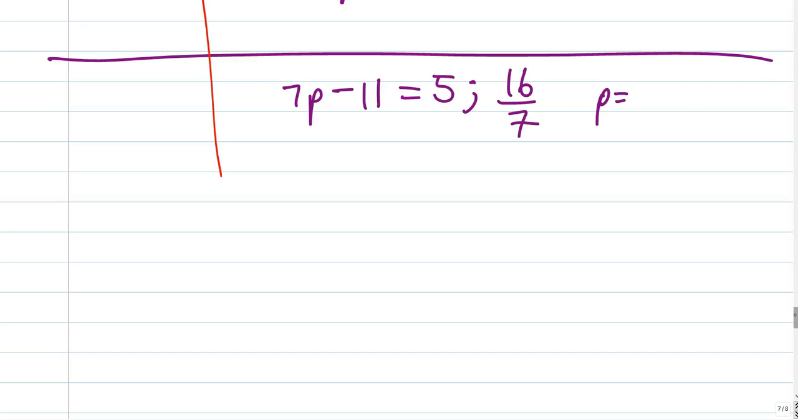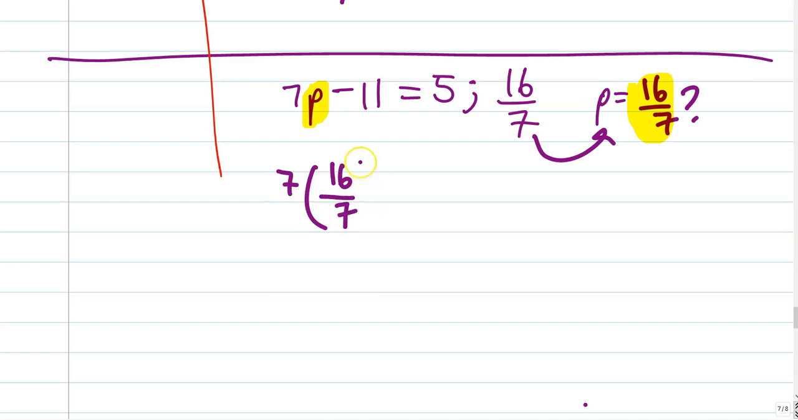Well, they're asking, is p equal to 16 over 7? That's what they're really asking with this last statement. I don't know off the top of my head, right? You're not just doing that in your head. We need to be able to check it. So just like we did before, I can take that number and plug it in for p, and we get 7 times 16 over 7 minus 11 equals 5. So we put that in its place, and then we can analyze it.